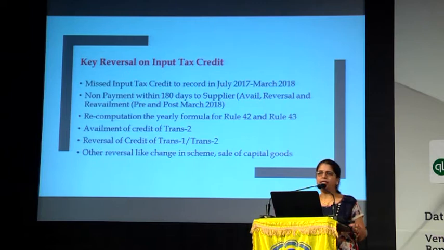And if there is any variance between the monthly formulas and yearly formulas, if you have not taken excess credit, please add it to your output tax liability. And if the credit is taken less, then it has to be availed within the specified time limit. That's why to recompute that formula was also till September, the due date of filing the returns. So that is what we have to understand.